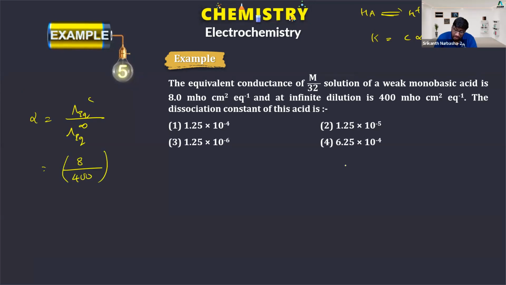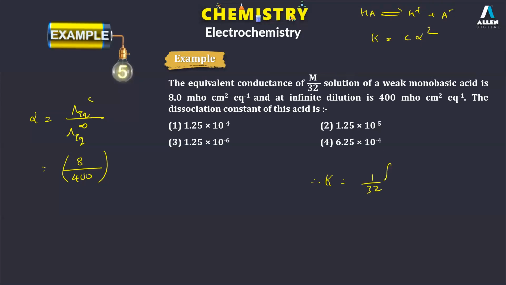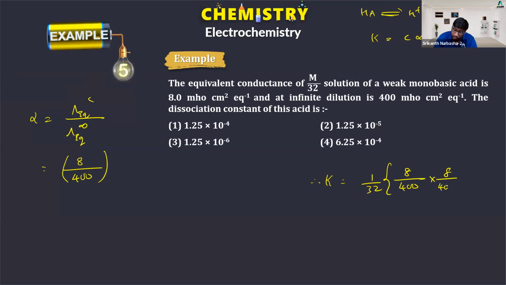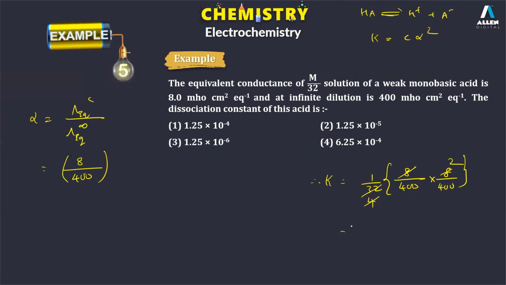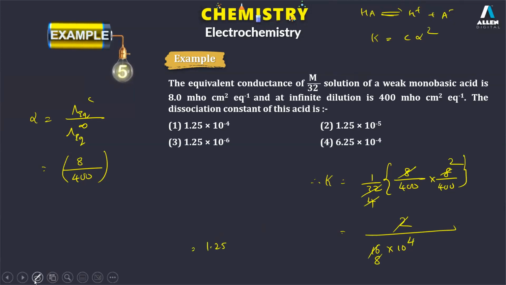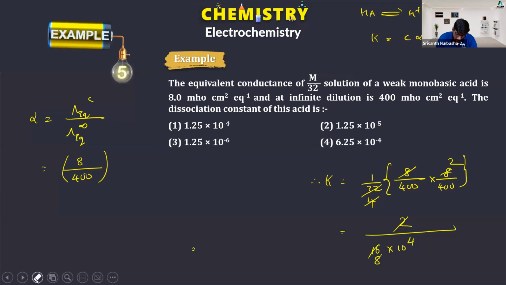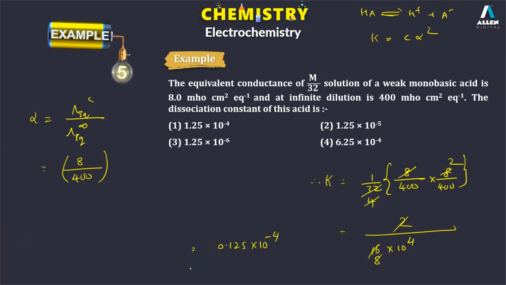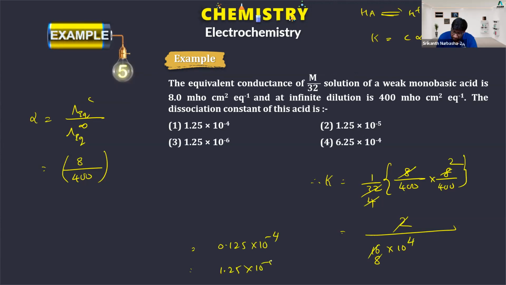So K is equal to C alpha square. Concentration is given as 1/32 into alpha square, that is 8 by 400 into 8 by 400. So 1 by 8 into 10 power minus 4. 1 by 8 is how much? 0.125. So 0.125 into 10 power minus 4, or 1.25 into 10 power minus 5.